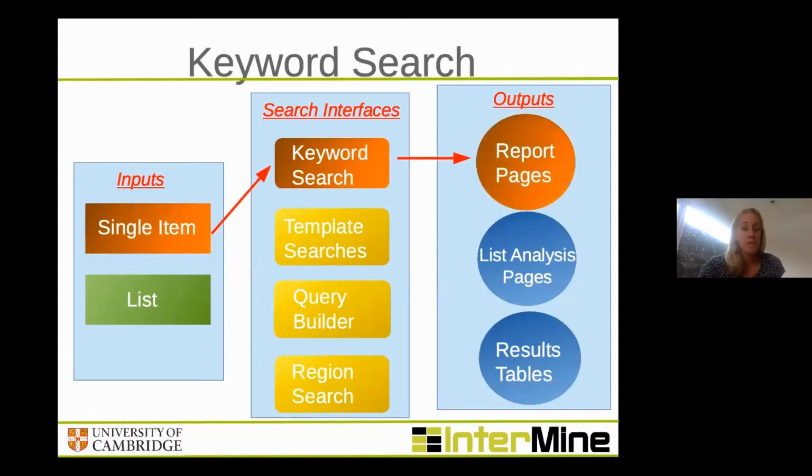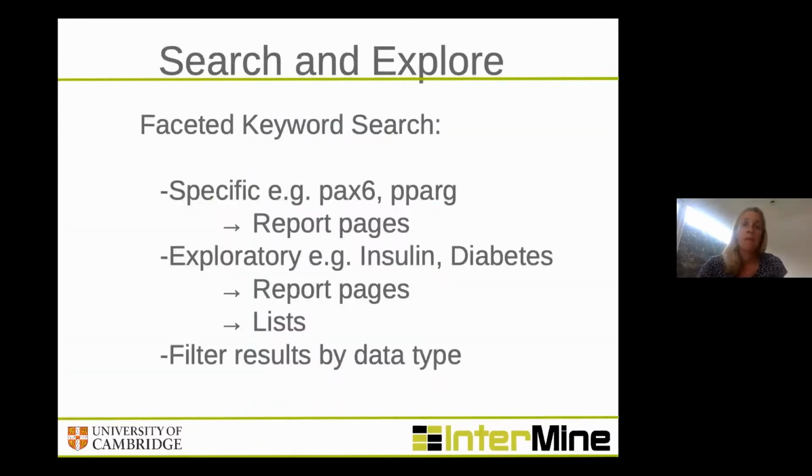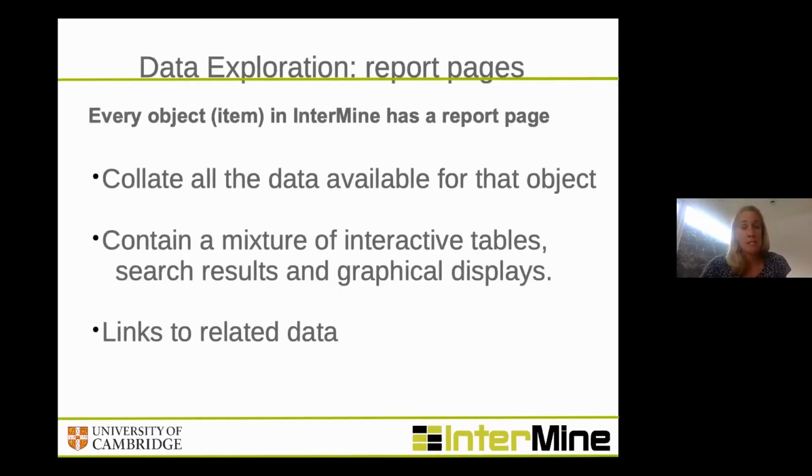We'll start off at the simplest level, looking at how you can come in looking at a single gene through the keyword search, and take a look at the report pages. The keyword search is a fast keyword search. You can make a very specific search, for example, search for a specific gene, for example, PAX6 or PPARG, from where you can access the report pages. Or it could be a more exploratory kind of search. You could search with a keyword, for example, insulin or diabetes. And from there you can access the report pages or perhaps make a list of related items. And you can filter the results by data type.